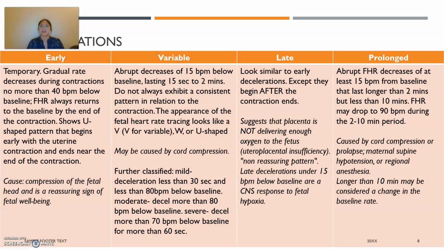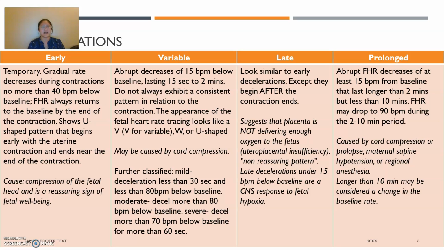The deceleration. There are types of it. The first one is called early decelerations. It is a temporary gradual rate decrease during contractions, no more than 40 beats per minute below baseline. It always returns to the baseline by the end of the contraction. It will show a U-shaped pattern that begins early with a uterine contraction and ends near the end of the contraction. The cause of it is compression of the fetal head and it is a reassuring sign of fetal well-being.